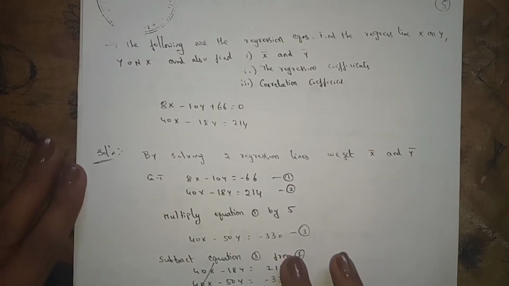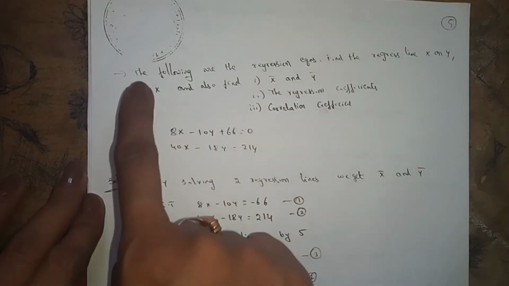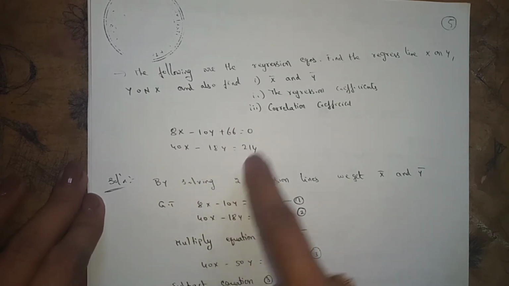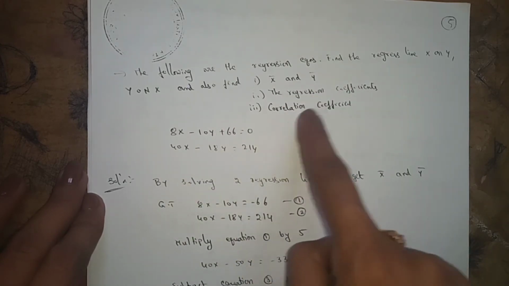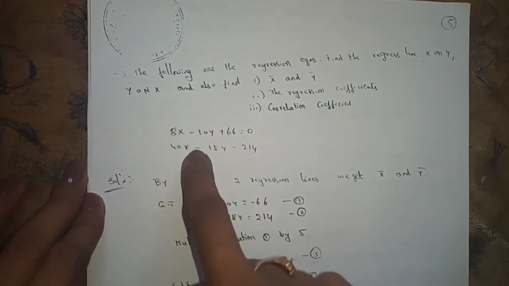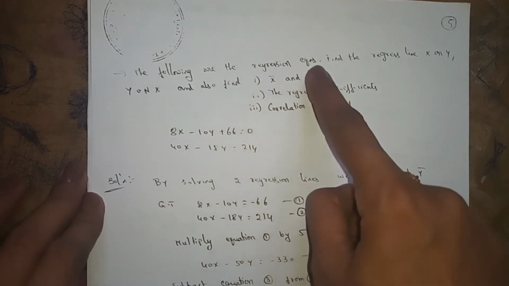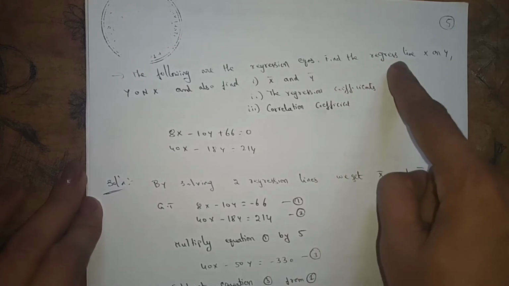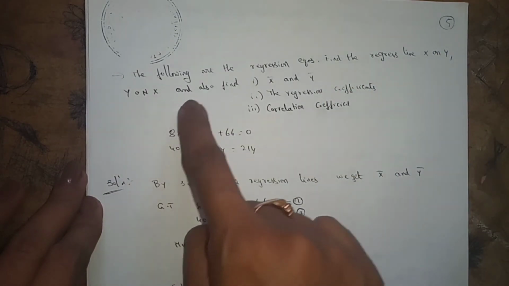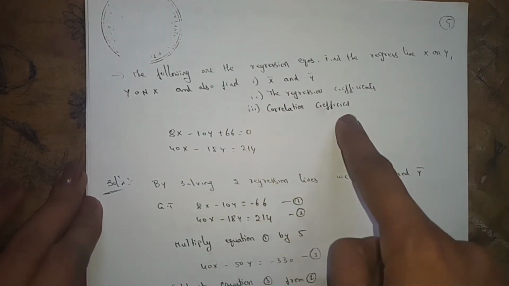Now, first problem, we will see how to do the first problem. I'll read the question. If the two regression lines are given, how to find the regression coefficients and correlation coefficient. The following are the regression equations. Find the regression line x on y, y on x, and also find x bar and y bar, the regression coefficients, and correlation coefficient.